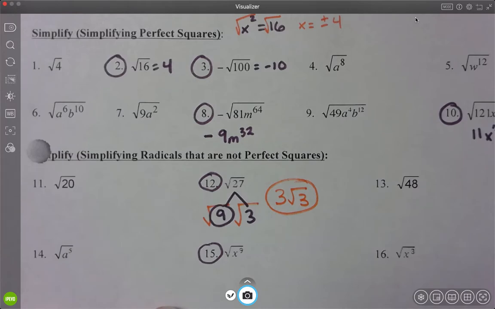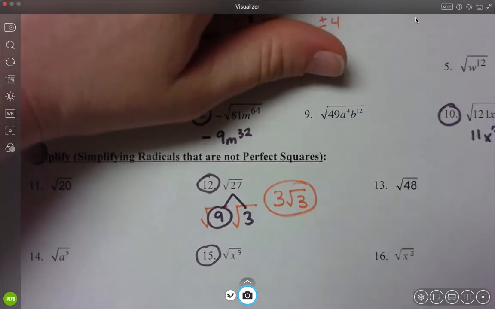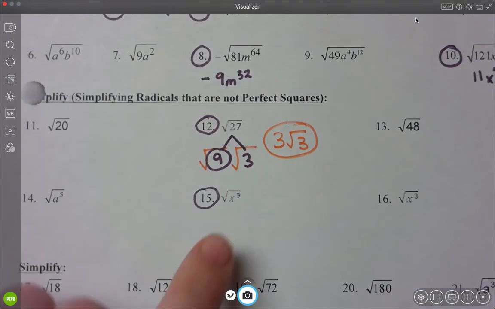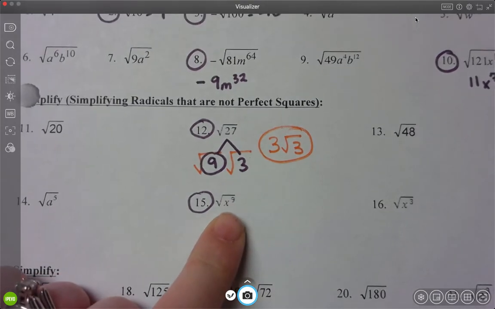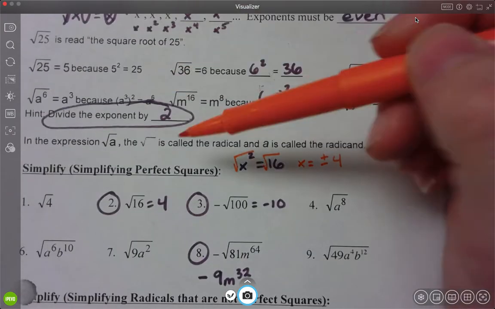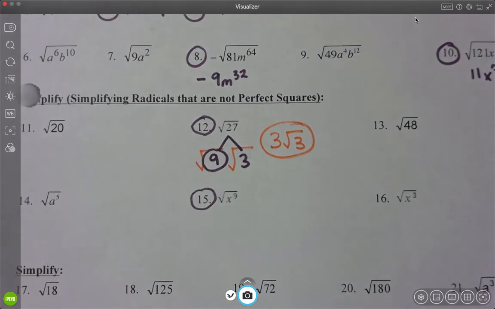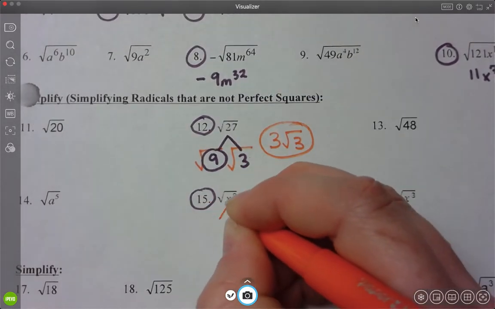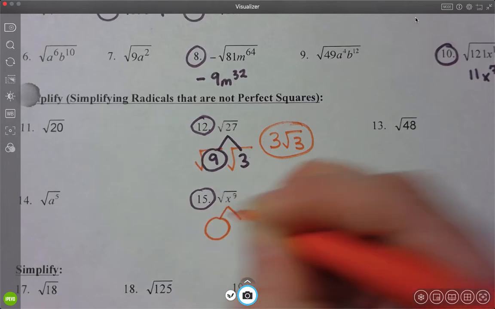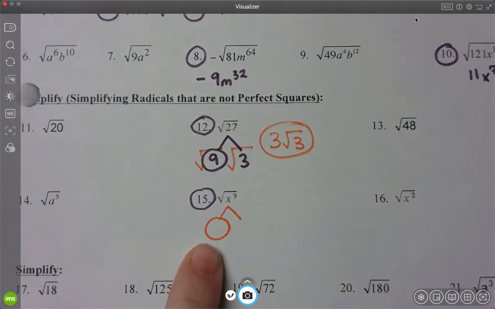In the same way, for number 15, I know that I can't take the perfect square root of x to the 9th power, because when you take the square root of powers, you're dividing by 2. And 9 does not evenly divide by 2. So I'm going to break it down and find an exponent of x that will go into 9. Now, people pick low numbers. Pick the highest number possible.